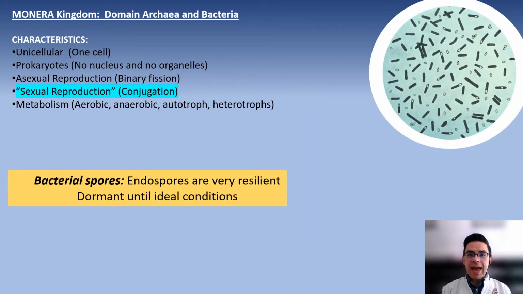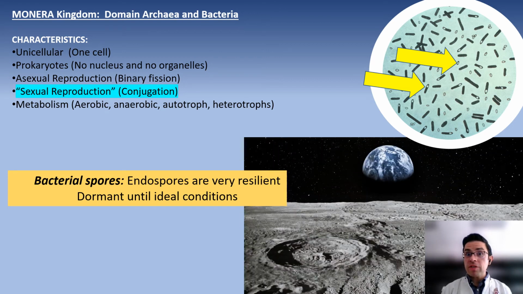Now, once bacteria have reproduced, if the conditions are not ideal, they could form a bacterial spore, also called an endospore. This endospore is a very resilient structure that could remain dormant, which is kind of asleep, until the conditions are ideal again and the organism could regrow. Some scientists even believe that these endospores could be found on the surface of other planets, and that could possibly expand the way in which we could study life outside our planet.